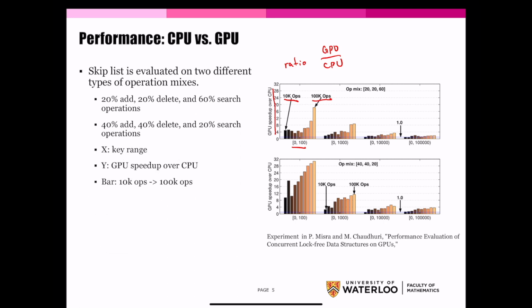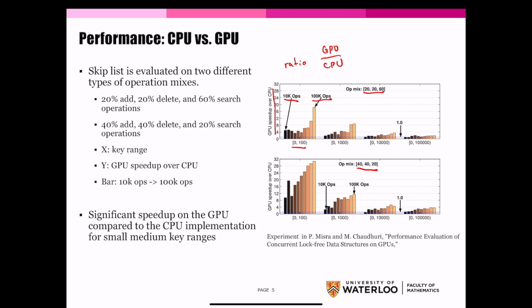The skip list is evaluated on two different types of operation mixes: 20% add, 20% delete, 60% search, and 40% add, 40% delete, 20% search. We can see a significant speedup on the GPU compared to the CPU implementation for small and medium key ranges. As the add percentage increases, the speedup also increases, as we can see by comparing these two graphs. Also, as the key range increases, the speedup drops sharply.